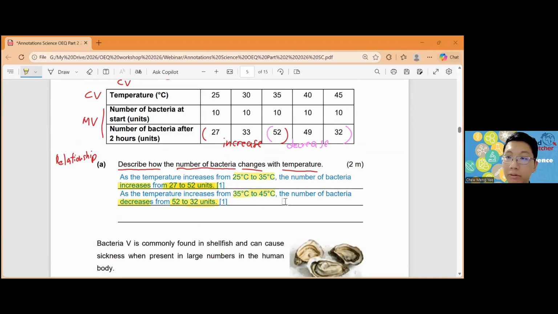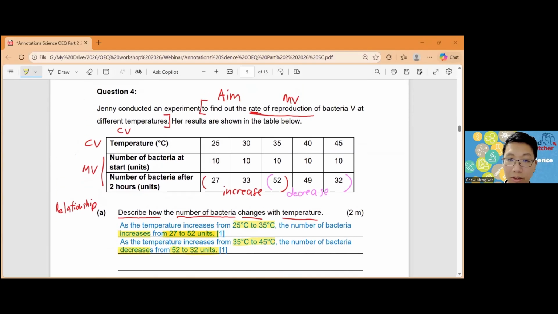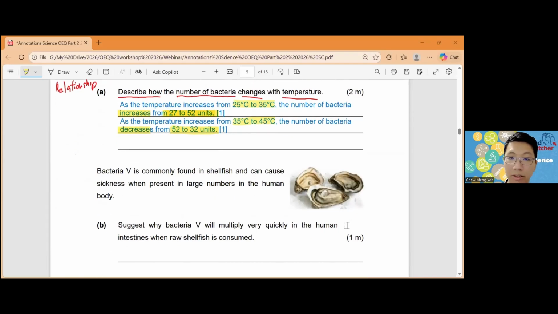Surroundings as temperature. What surroundings? This is the temperature of the surroundings. Yeah, it's okay if you mention surroundings, temperature of surroundings. Okay, now I'm going to move on.